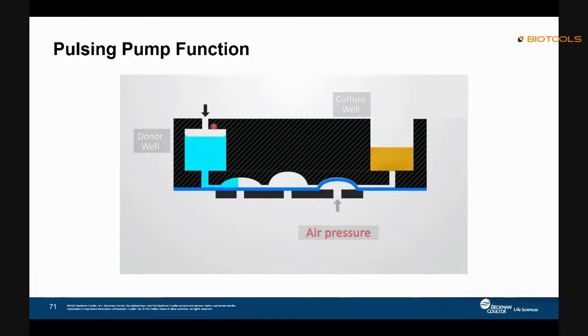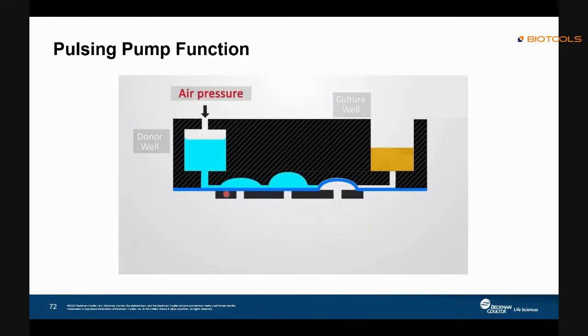So this is the reservoir well, and this is the culture well. When the liquid goes inside, we are using air pressure to push it to the other side, and then we close the first places to make sure that all the liquid will stay inside and will not go to the wrong places. Then we release the pressure and all the liquid goes inside the culture well. And we repeat the same process again so that we can continuously pump the material from the reservoir well to the culture well.